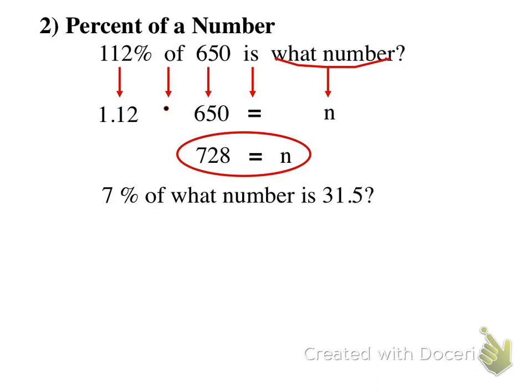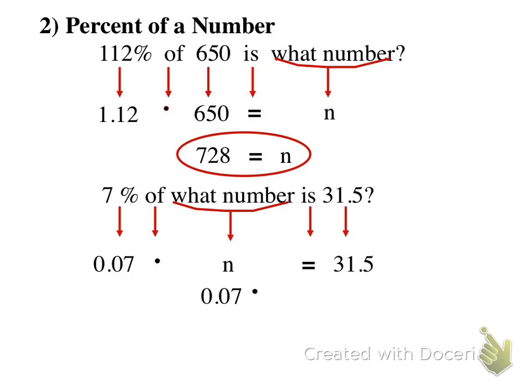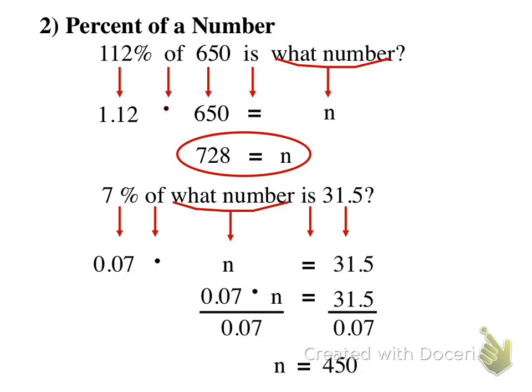Another way that they might present it, what do I do here? How's this going to look, this equation? Somebody? What do I do with the 7%? Jamie? 7/10. 7/10 of means multiplication. What number? N. Good. Is equals 31 5/10. Good. And then we're just dividing both sides by 0 and 7/10, 0 and 7/100, and we get 450.